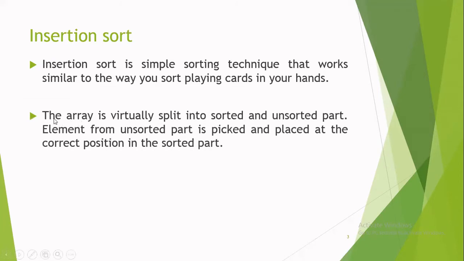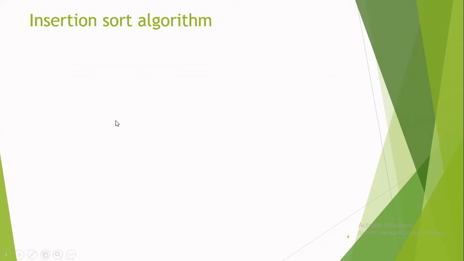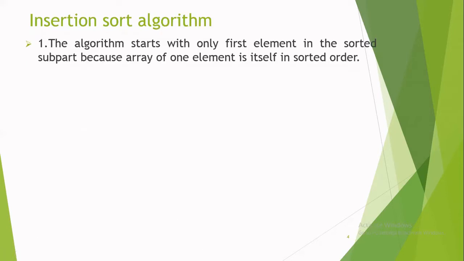Here in insertion sort, the array is virtually split into two parts called sorted and unsorted part. The element from the unsorted part is picked every time and it is placed at the proper position in the sorted part. So this is the main ideology behind which the insertion sort works. Let us look into the theoretical algorithm of insertion sort.